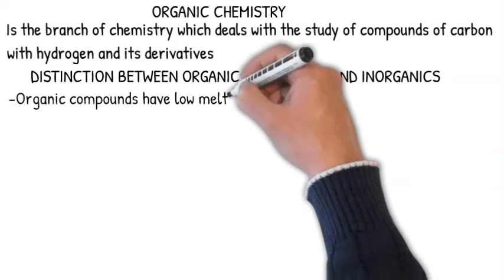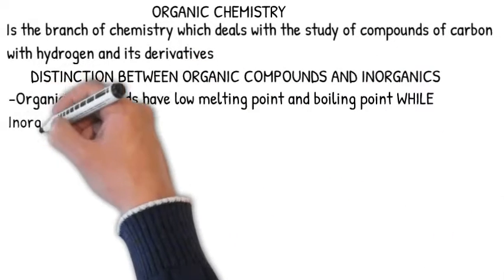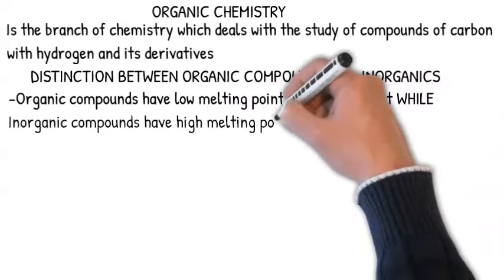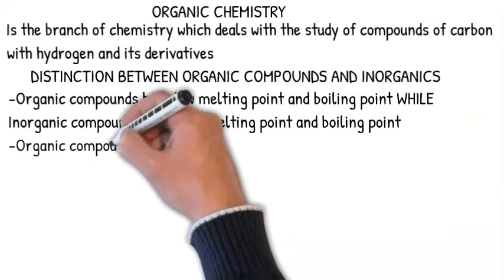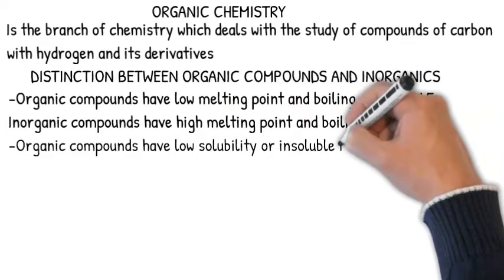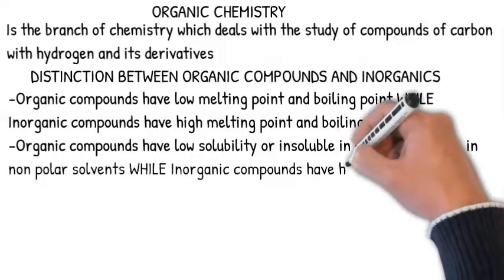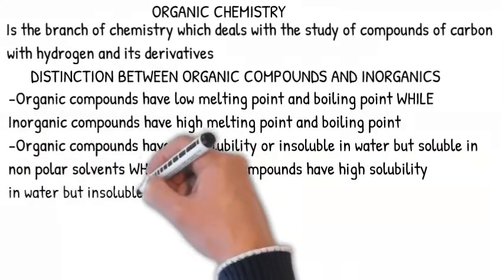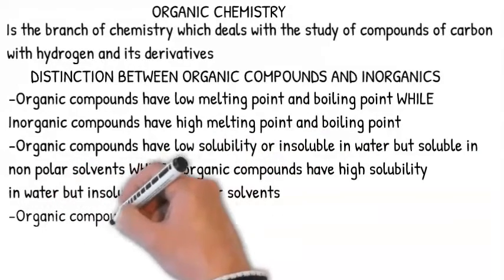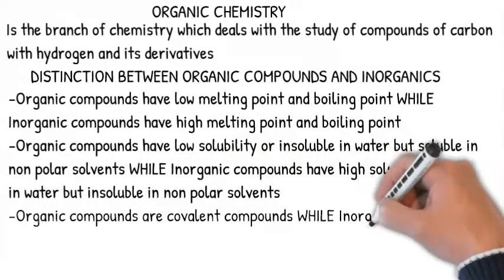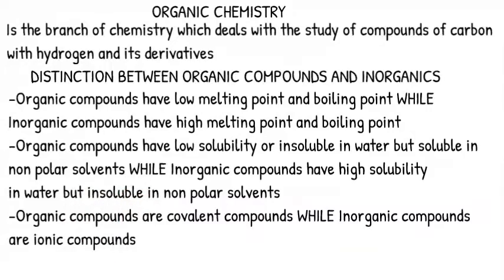Organic compounds have low melting point and boiling point, while inorganic compounds have high melting point and boiling point. Organic compounds have low solubility or are insoluble in water, but soluble in nonpolar solvents, while inorganic compounds have high solubility in water but are insoluble in nonpolar solvents. Organic compounds are covalent compounds while inorganic compounds are ionic compounds.